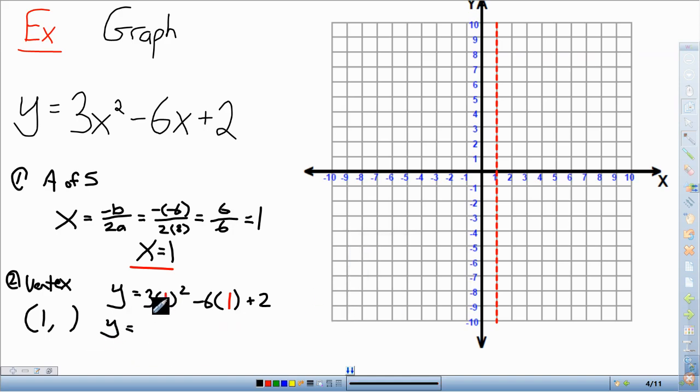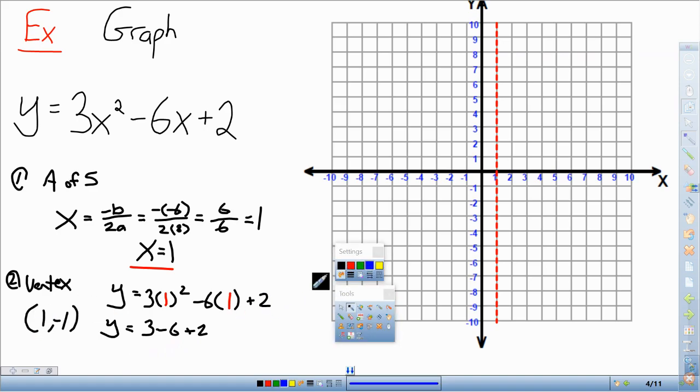All right, so let's see, 1 squared is 1, 3 times 1 is 3, negative 6 times 1 is negative 6, plus 2. All right, remember, you can add or subtract these numbers in any order. So I would do, maybe a 3 plus 2 is 5. 5 minus 6 gives me a negative 1. All right, so there is my vertex. That's its coordinate, 1 comma negative 1.